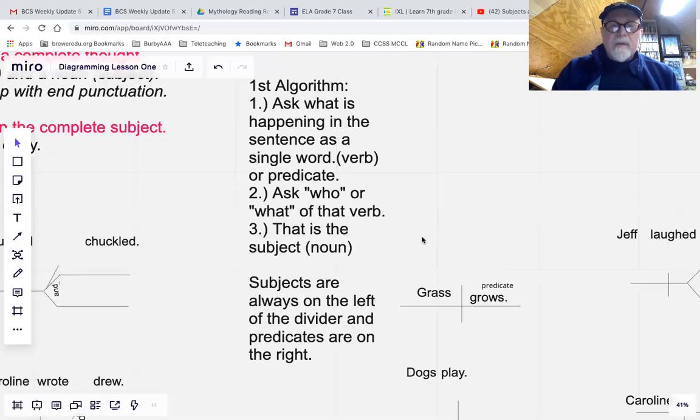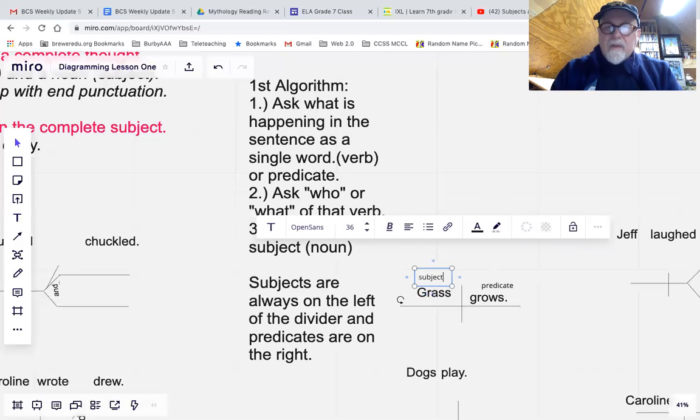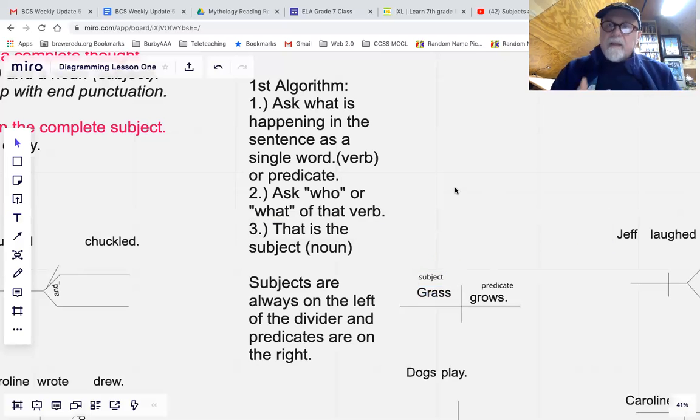Now we're going to ask who or what grows. Who or what grows? Grass grows. So it's doing the action of the growing. Therefore, it's the subject. And that's what we want there. We want the subject. So again, to make this very simple for you, we find the verb. That's the first part of the algorithm. Then we ask who or what of the verb, and then we have the subject. So we find the verb, that's the predicate, ask who or what, and that's the subject.